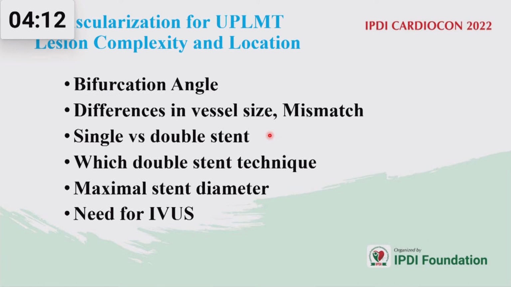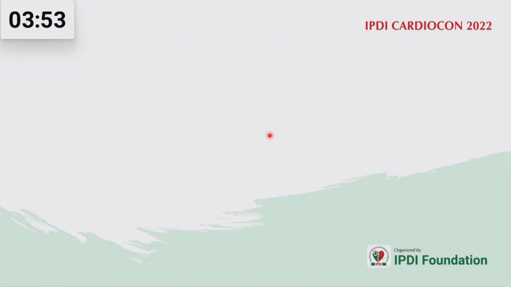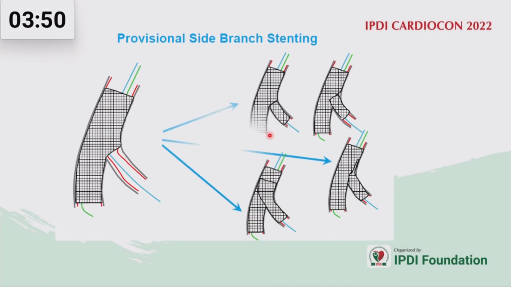What are the factors we consider before provisional stenting? Bifurcation angle, difference in vessel size, because there is a chance of mismatch, single versus double stent, which double stent technique, maximal stent diameter, and need for IVUS. What techniques can we adopt for provisional stenting? Stent crossover, kissing stenting, and stitch technique. After single stent stenting, we can adopt T stenting, TAP, culotte, and mini crush if needed, if the side branch is jeopardized.